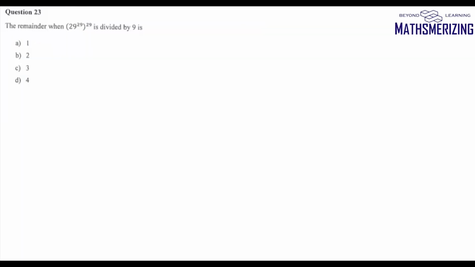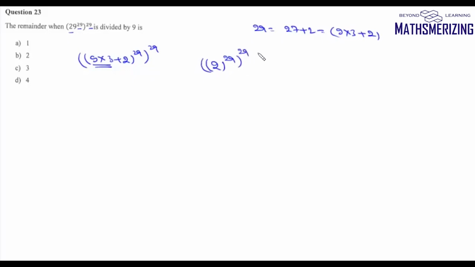Now question number 23, it says find the remainder when 29 to the power 29 to the power 29 is divided by 9. Now we'll use the shortcut. So we'll express 29 as 27 plus 2. And 27 is 9 into 3, which is a multiple of 9. So we can write this number as (9 into 3 plus 2) to the power 29 to the power 29. Now we need divisibility by 9. So we can leave this factor. Then its remainder will be 2 to the power 29 to the power 29.